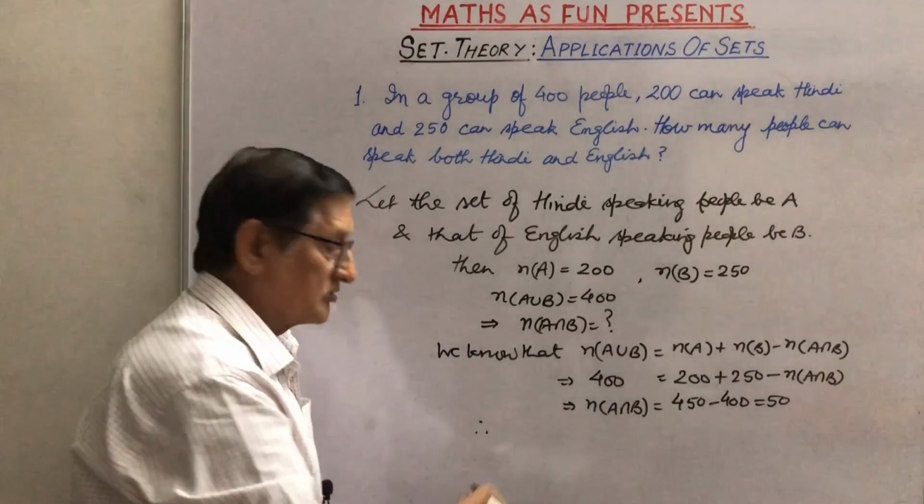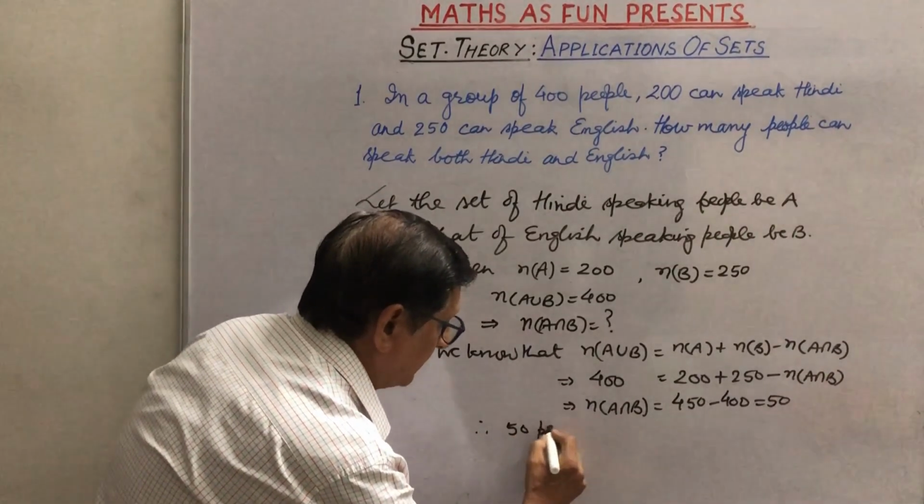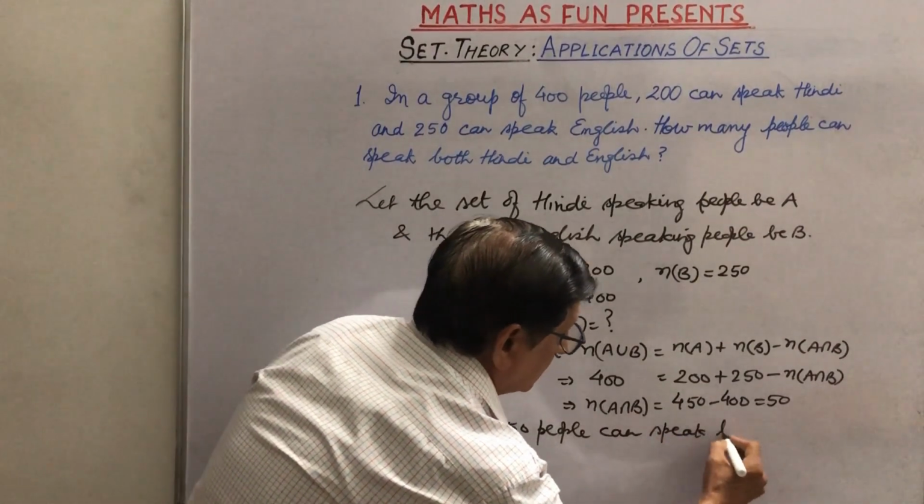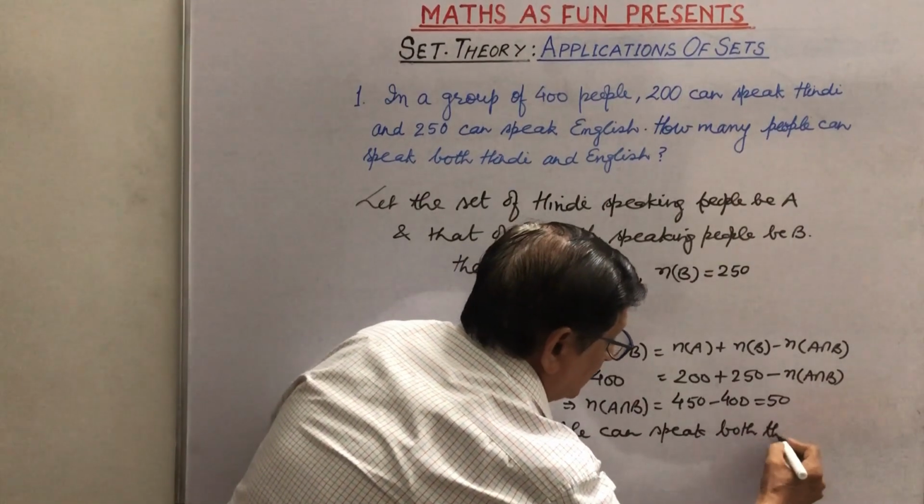It means 50 people can speak both the languages. So we can write the answer, therefore 50 people can speak both the languages.